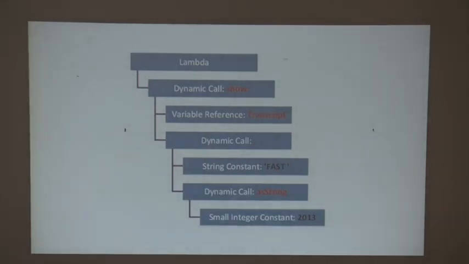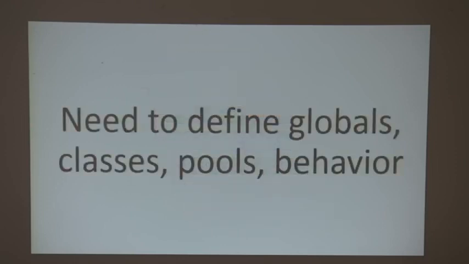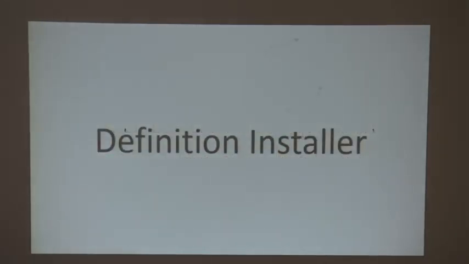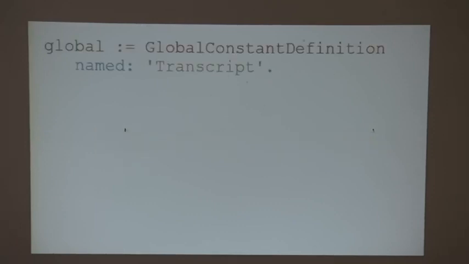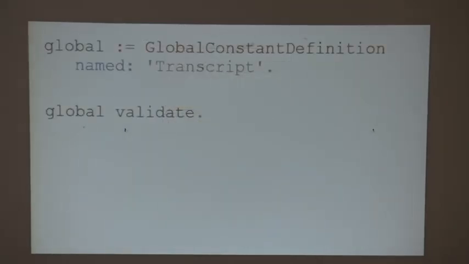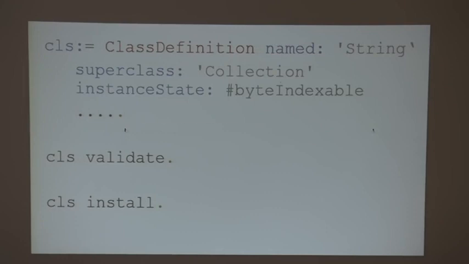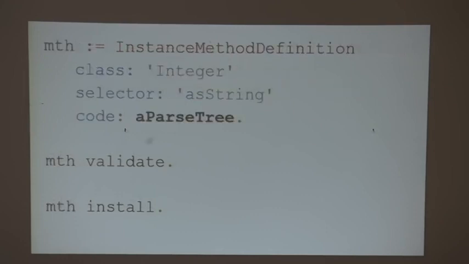So the next thing is to do the variable reference for Transcript. We need to define the globals and pools, etc. For that, we need a thing called a definition installer. So we create a definition of a global named Transcript. The standard says there are certain rules that it needs to pass. So we validate, and if it's okay, we install it into the image, which I call the runtime. The same is true with classes, with methods. Methods get a parse tree as an input.